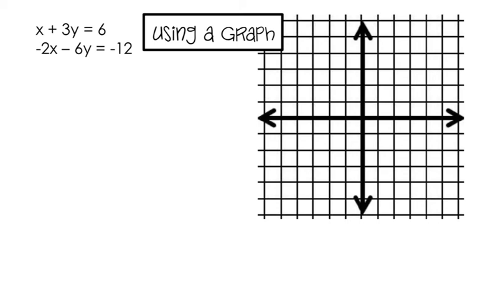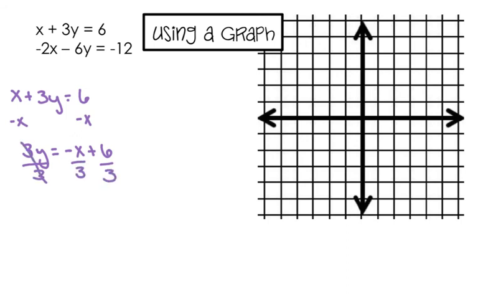Okay, so let's take a look at another example and see what happens here. So my first equation is x plus 3y equals 6. I want to turn it into slope-intercept form. So I'm going to subtract x on both sides. So I've got 3y equals negative x plus 6. And now I'm going to divide every term by 3. So y equals a negative 1/3 x plus 2.